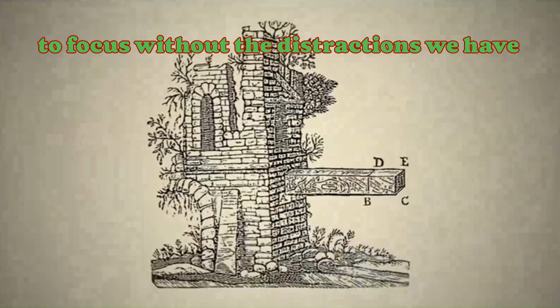Isaac Newton, when he wanted to remember a phrase or word from his books, would fold down the page corner to mark it. It was easier for him to focus without the distractions we have today.